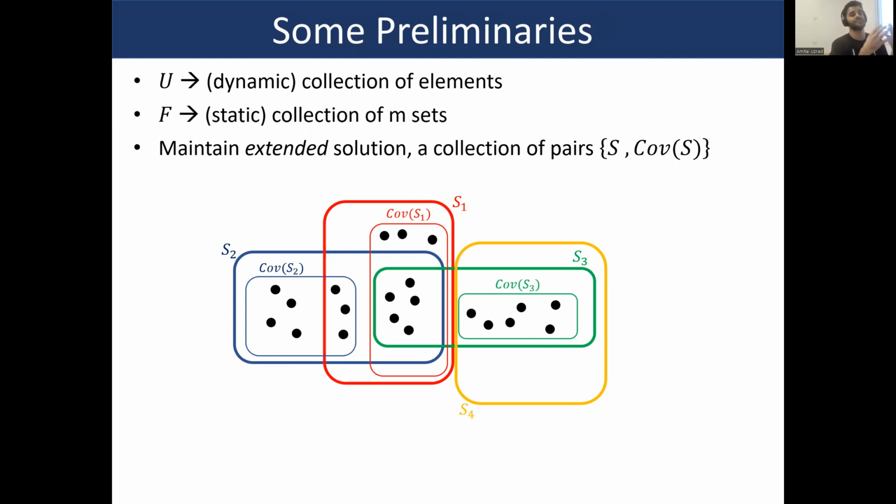Each element has a set that covers it, and it has only one set. So each element we can think of as assigned to a specific set, only one set, and each element has to be assigned to a set. So these are called cov sets. They are subsets of the set. So you can see here that cov S1 is a subset of S1, and it contains all the elements in S1 that are assigned specifically to S1. That S1 is responsible to cover them.